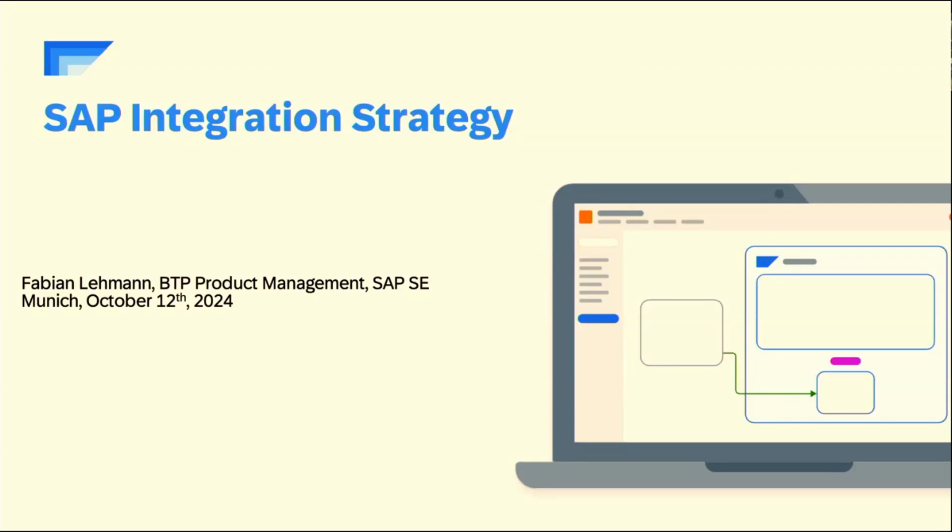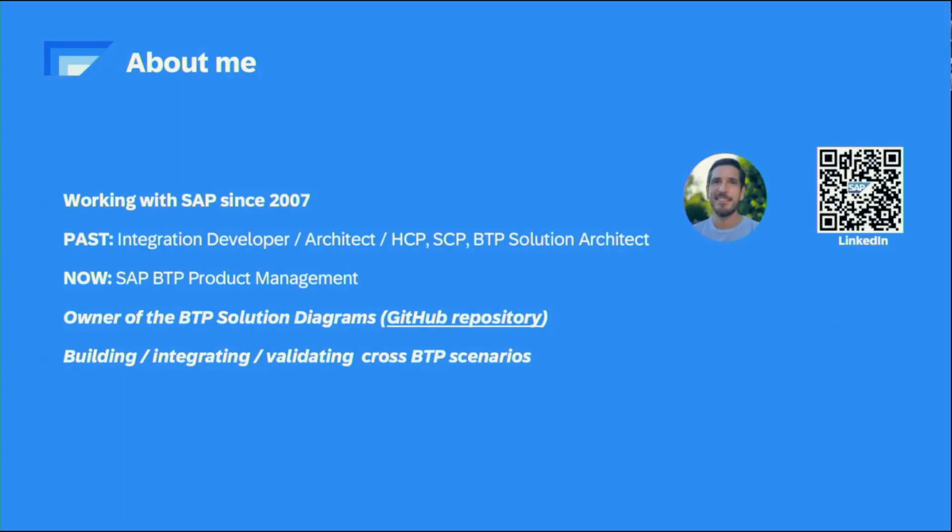I want to talk now a bit about strategy, so about integration strategy, and we'll highlight some points of that. Maybe shortly, because I do not have too much time, about me. I started with SAP basically in 2007, right? I was also an integration developer, an architect, solution architect for HTTP, SCP, BTP. And right now I'm working in the BTP product management team, and I'm also the owner of the BTP solution diagrams repository. We have also some examples later on.